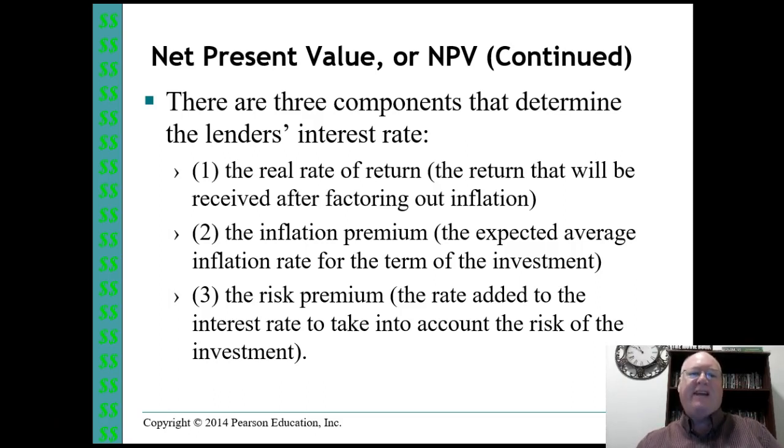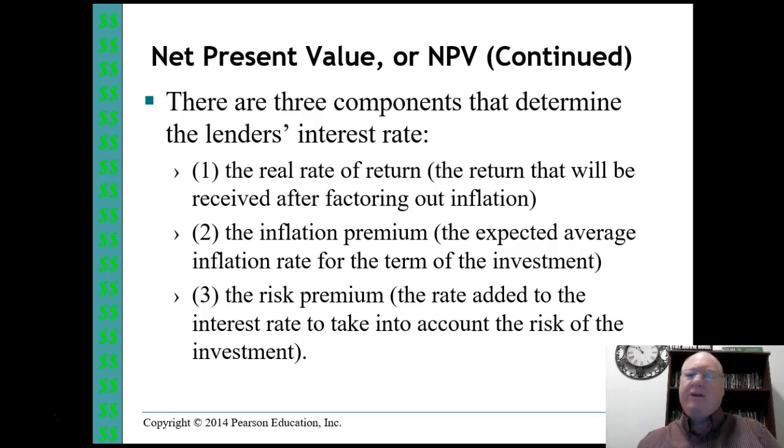So it's what they think is going to happen with inflation during the term of the investment. So a bank, if you have a 3-year loan, is going to make certain assumptions that they factor into the return itself as to what's going to happen with inflation or deflation, up or down. Usually they're going to assume it's going to be going up.